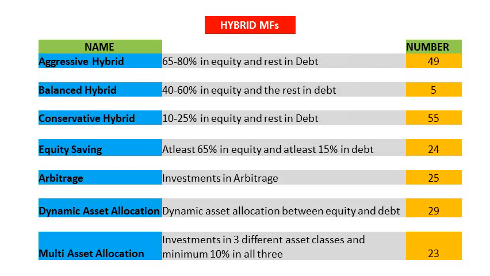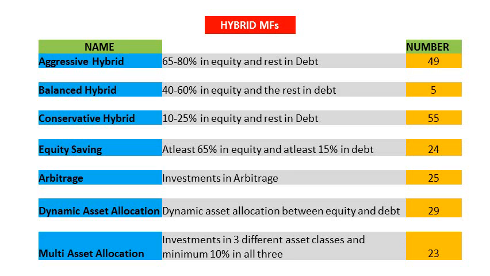First one is aggressive hybrid funds, 65 to 85% in equity and the rest in debt markets. The number of funds available is 49. The balanced advanced hybrid funds, call it 40 to 60% in equity, remaining in debt market. 5 funds are available in the market.